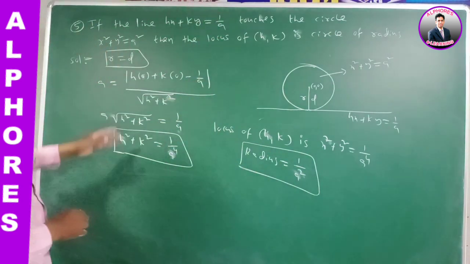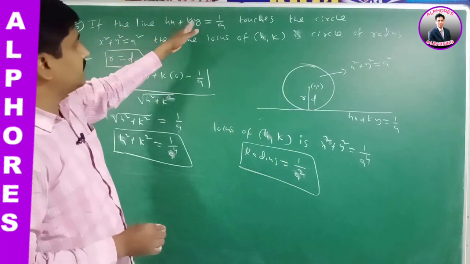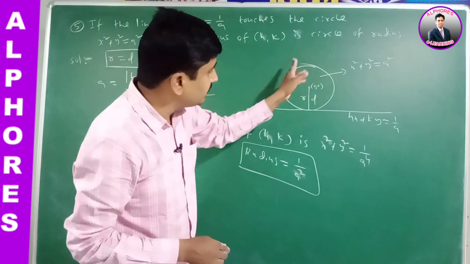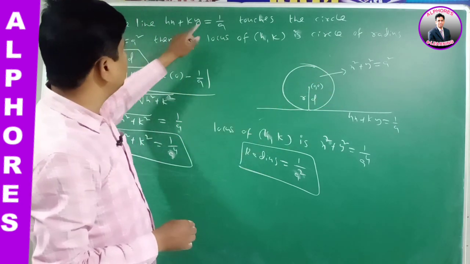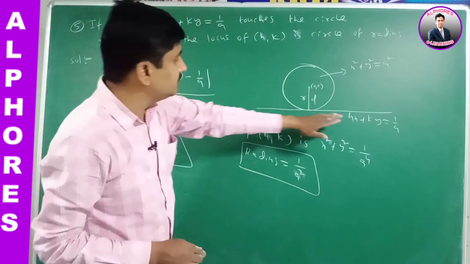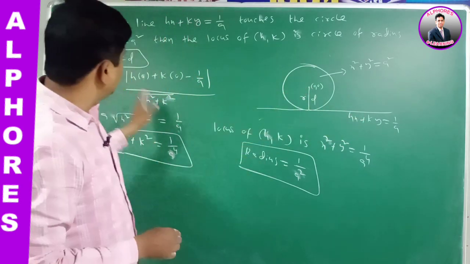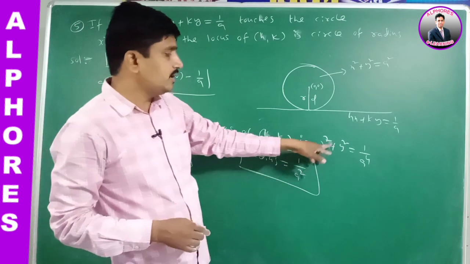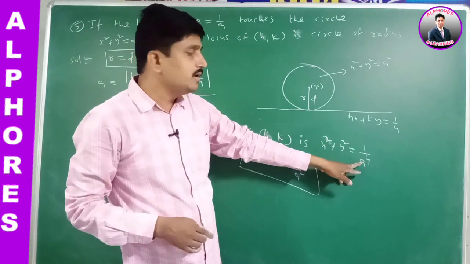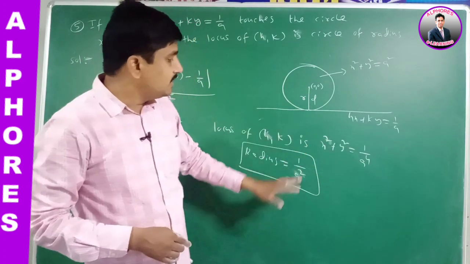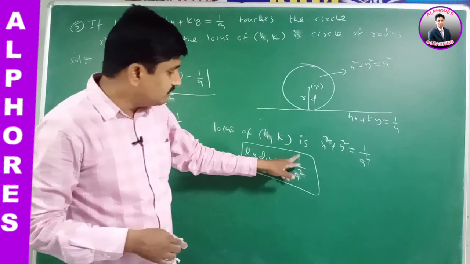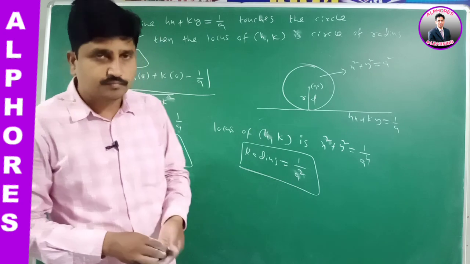Right? Friends, here the line hx plus ky equal to 1 by a touches the circle x square plus y square equal to a square. The given line touches this circle, then use the condition r equal to d. Here r equal to d, we get the locus of h comma k is x square plus y square equal to 1 by a power of 4. Question, what is the radius of this circle? Here it is in the form x square plus y square equal to r square, where r equal to 1 by a square.